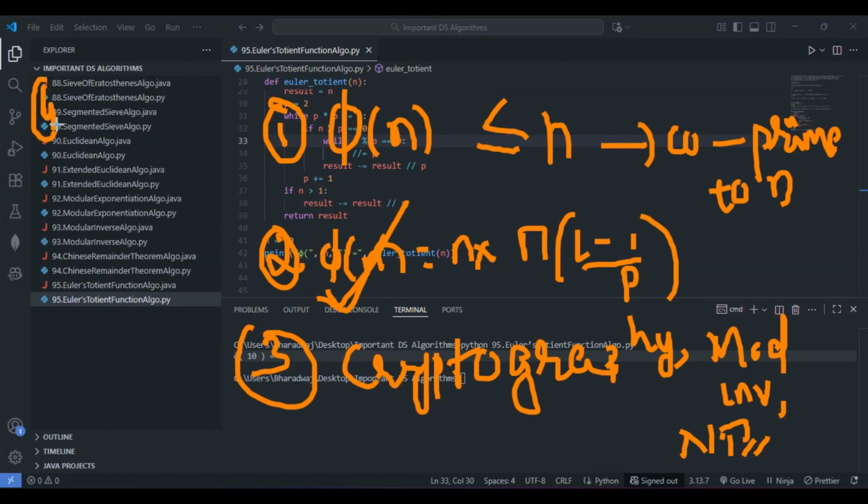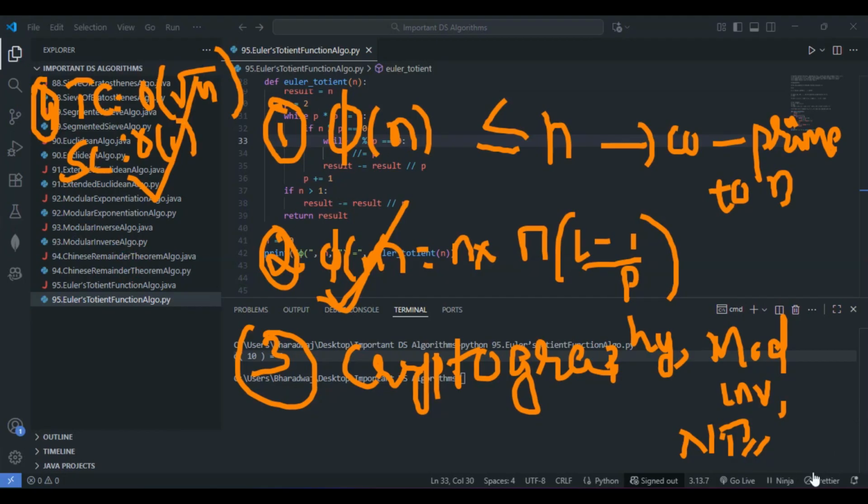Now let's move on with the last part, nothing but discussing the time complexity and the space complexity. What will be the time complexity and the space complexity for the Euler totient function algorithm that we have discussed so far? Overall, the time complexity would be big O of square root of n, and the space complexity would be big O of 1, right? So the time and space complexity for the algorithm that we have written is big O of square root of n and big O of 1 respectively.